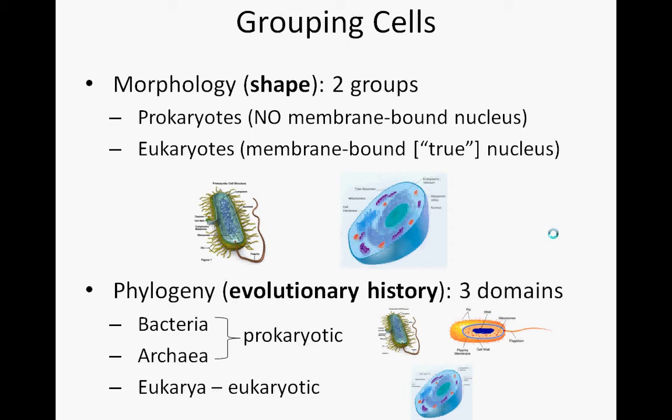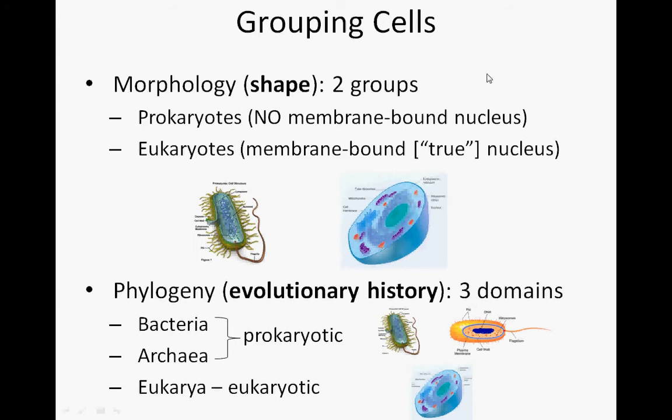Before we talk specifically about bacterial cells, I want to talk a little bit about how we group cells and how we categorize them. Historically, up until just a couple of decades ago, we thought that there were two different kinds of cells, and we based these two groups on the cell's morphology, or in other words, the way that they're shaped. The two groups that we came up with were prokaryotes and eukaryotes.